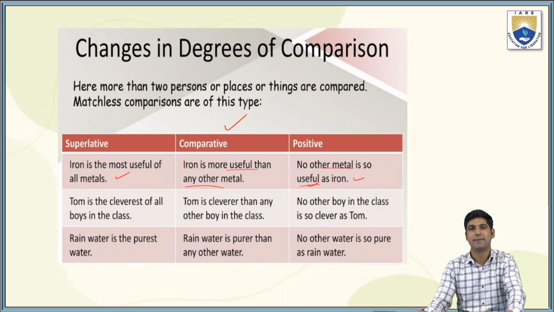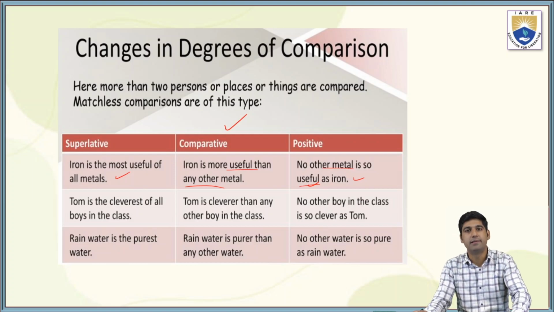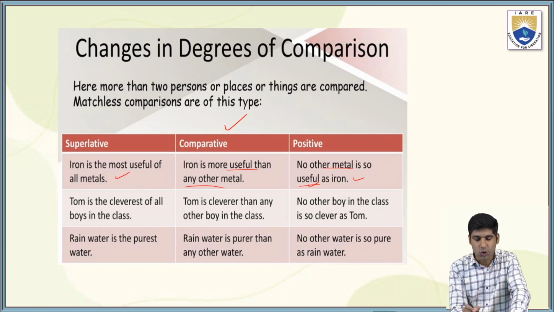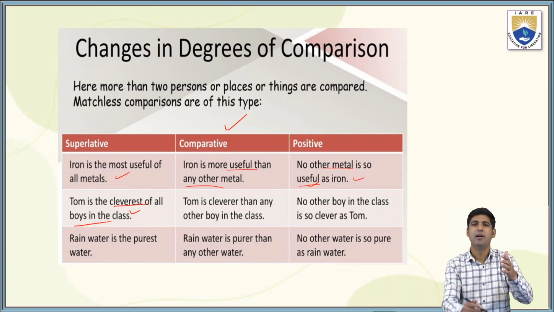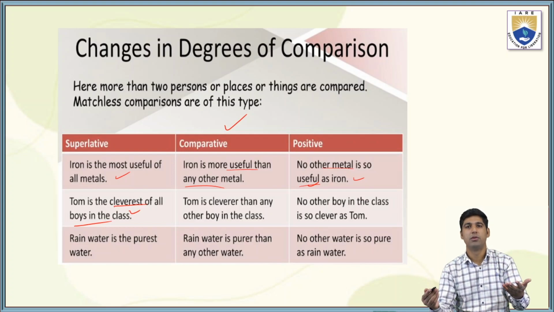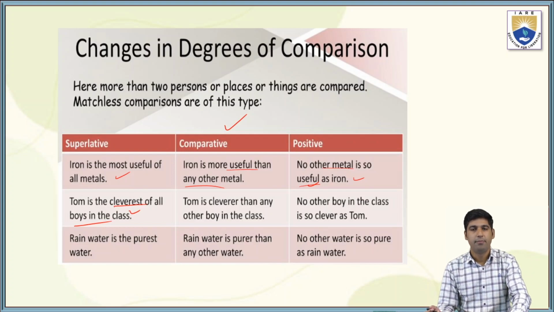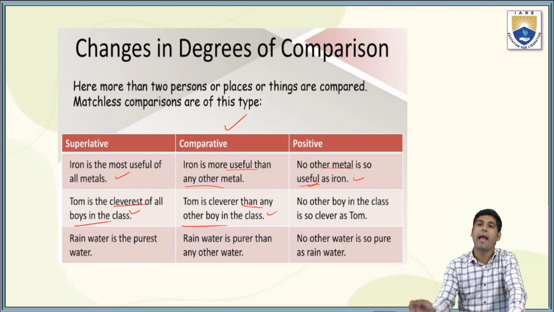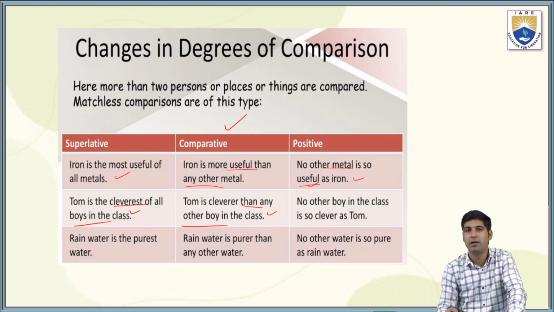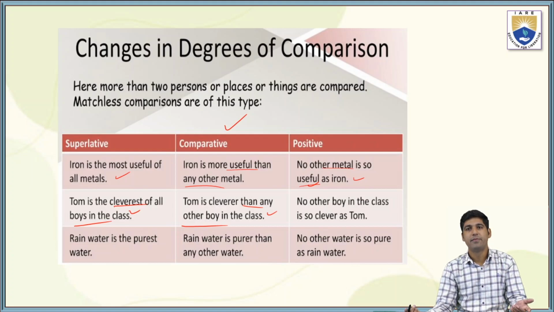Matchless comparisons. More than two persons are compared with all the three degrees. Another example, see. Tom is the cleverest of all the boys in the class. It's clear. This is easier to understand because when it is the superlative degree, it is a comparison between two or more. Here the same comparison is made. But comparative is for two only. Now see, Tom is cleverer than any other boy in the class. When we say than any other boy, does it mean only one boy? It means all other boys. So this is another way of using adjectives.